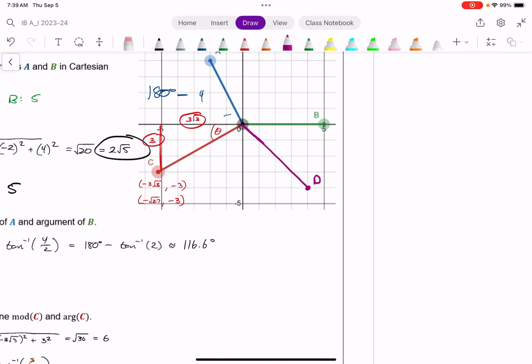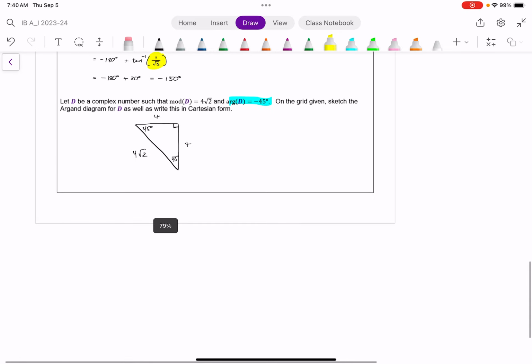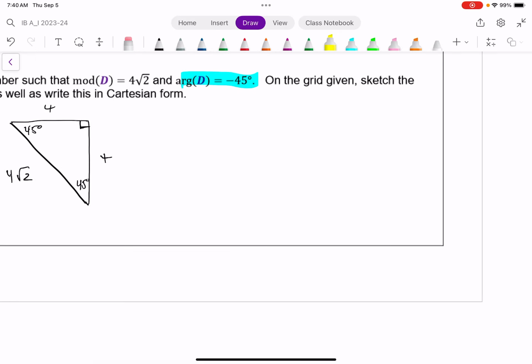Writing this in Cartesian form, well, I know the coordinates are 4 comma negative 4. So now I know this must be the same as the real number 4, plus negative 4 times i, or 4 minus 4i. So D equals 4 minus 4i. That's Cartesian form.